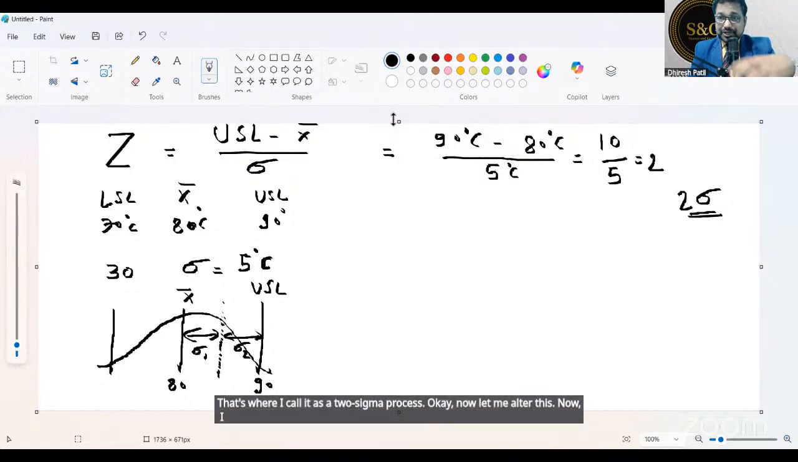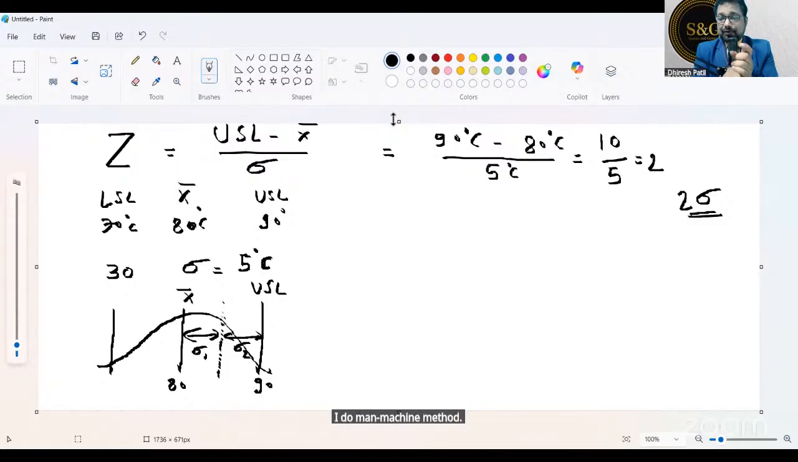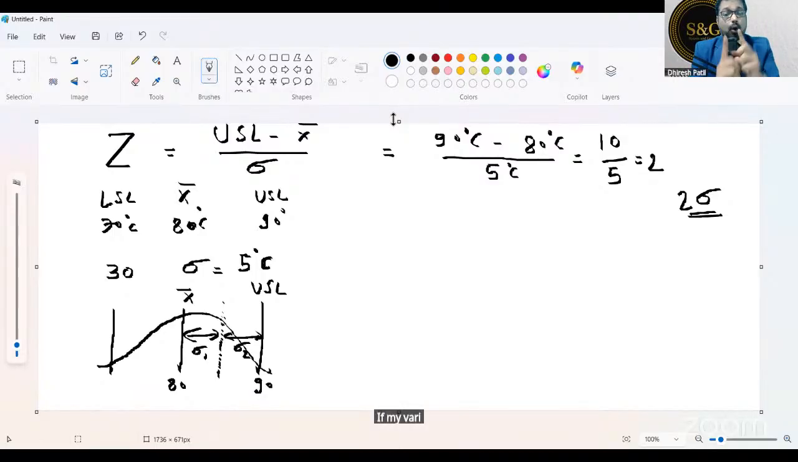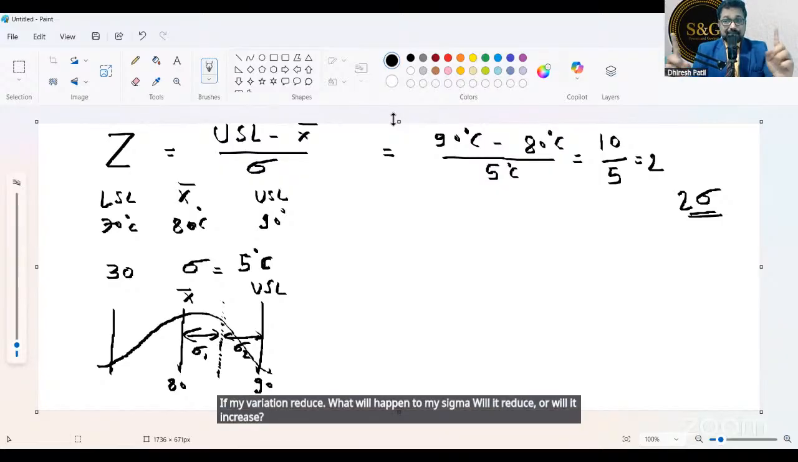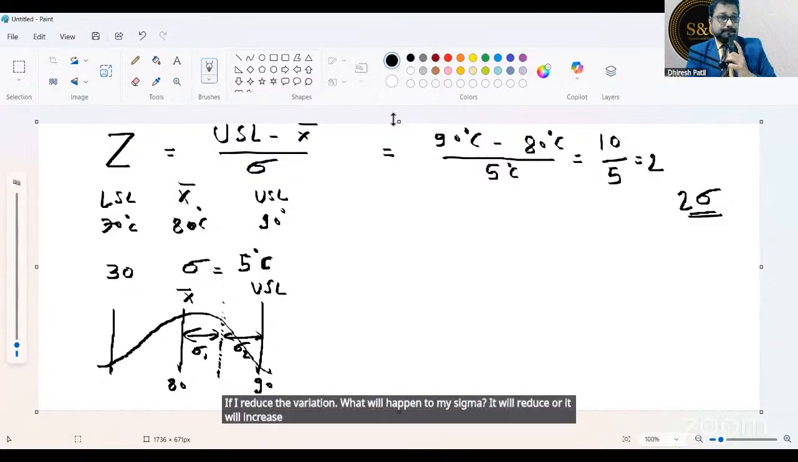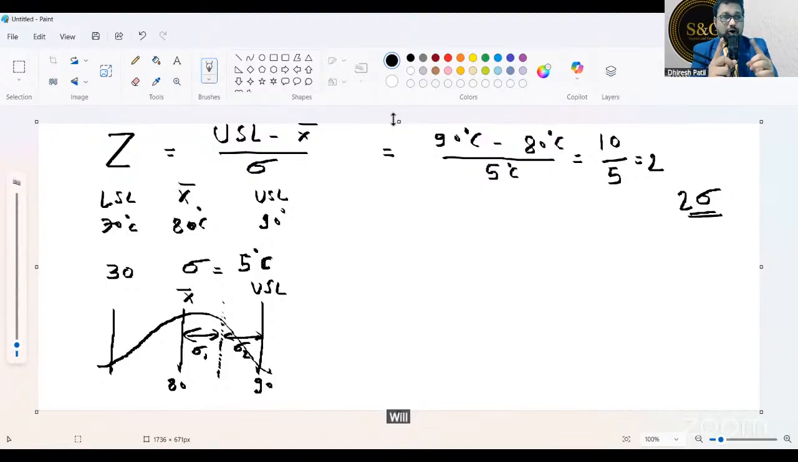Now let me alter this. Now I put a project team and I found out what are the reasons of this variation. I do man, machine, method, mother nature, material, everything. And I found out causes and the root causes. I took the action and then my process variation is reduced. If my variation reduces, what will happen to my sigma? Will it reduce or will it increase? Type in the chat box. Decrease or reduce, right? Someone has written increase.